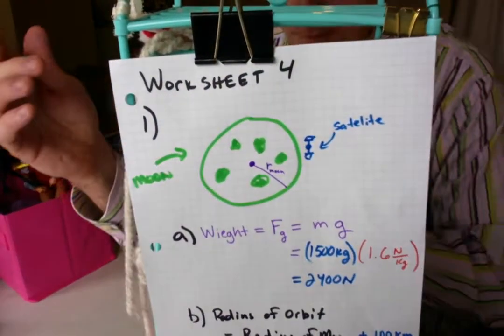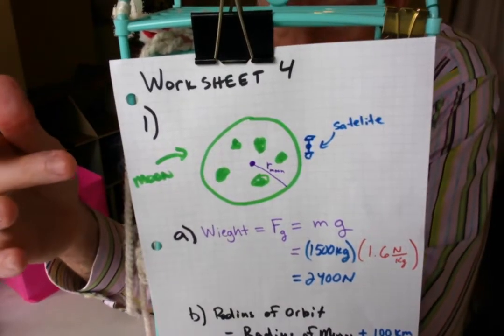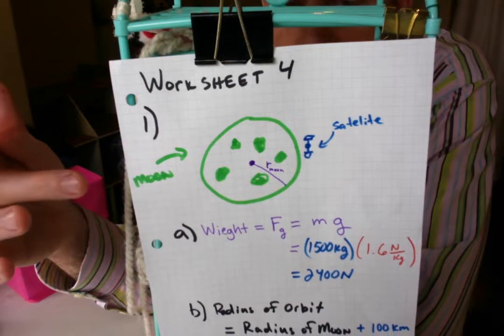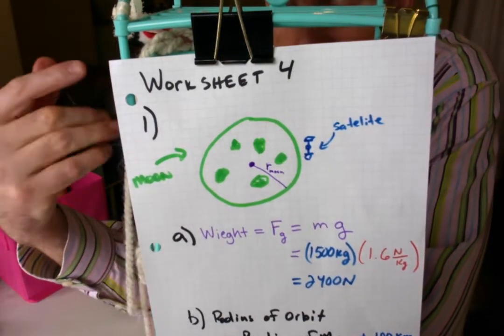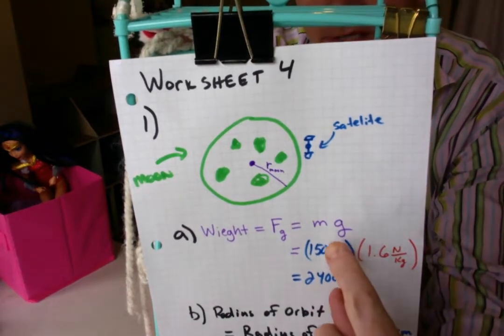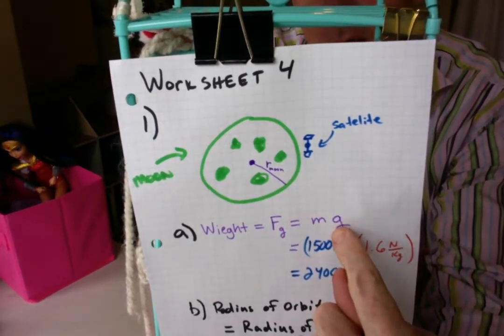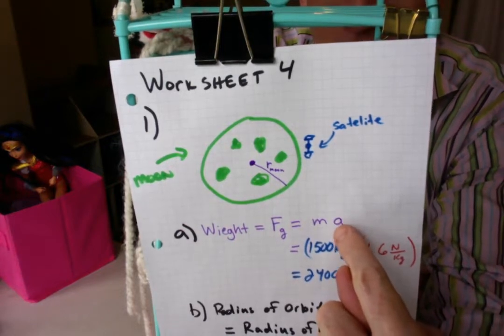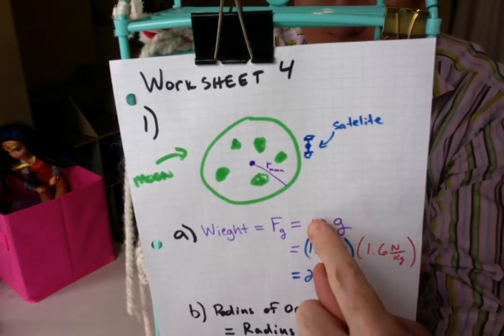All right, so this first bit, what does it ask? Just for the weight of this satellite. And to get weight on any planet or anywhere in space, we're just going to multiply the gravitational field number. On our planet, it's 10 or 9.8, 9.81, if we want to be a little more precise, at sea level. And we multiply it by the mass.